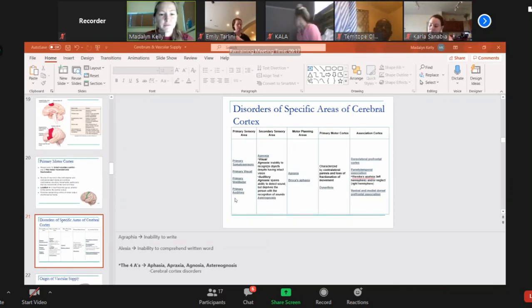This is a table I took from Soft Chalk 2. This is talking about disorders of specific areas of cerebral cortex. So this is just a repeat of everything I already said. I did write agraphia is inability to write. Alexia, inability to comprehend a written word. And I'm remembering in the cerebral cortex, we have the 4 A's. In the brainstem later on, we're going to talk about the 4 D's. That's why I got a little confused about why I saw dysarthria. But Kayla had a good response to it. So the 4 A's in the cerebral cortex are aphasia, apraxia, agnosia, and astereognosis.